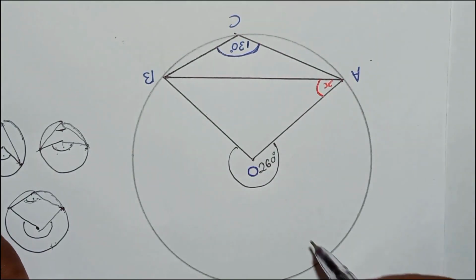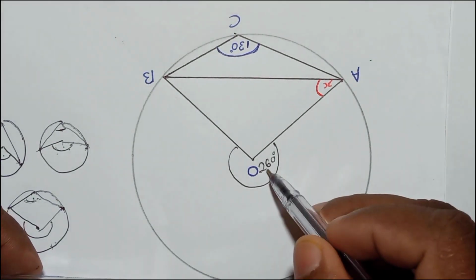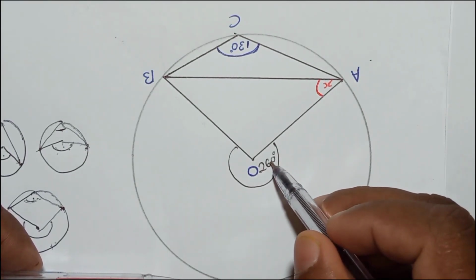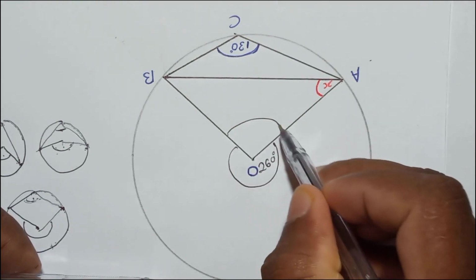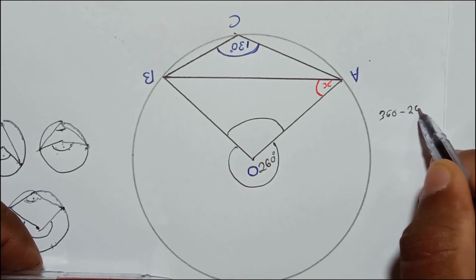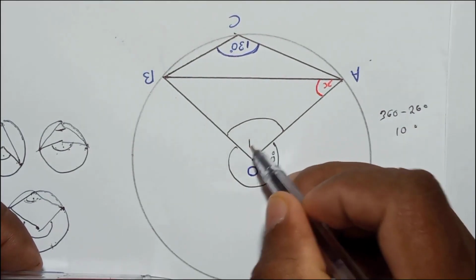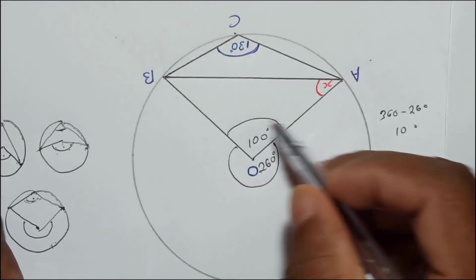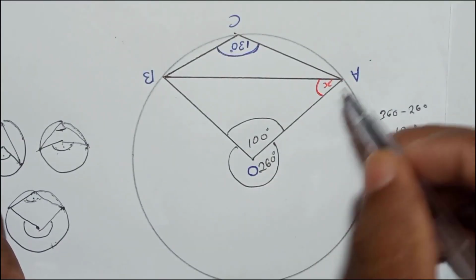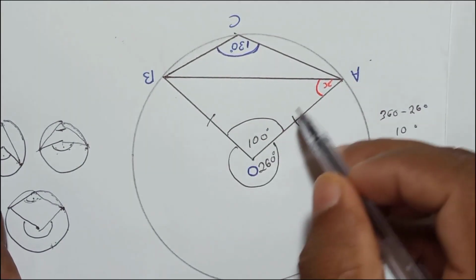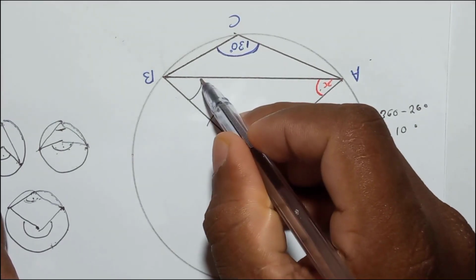You can turn your diagram to get the idea of what it represents more clearly. So here it is 260. If this is 260, we can find this one easily: 360 minus 260, so this should be 100. Then very easily we can find, because we know OA and OB are radii of the same circle. That means these two are equal. If this is x, this also must be x.